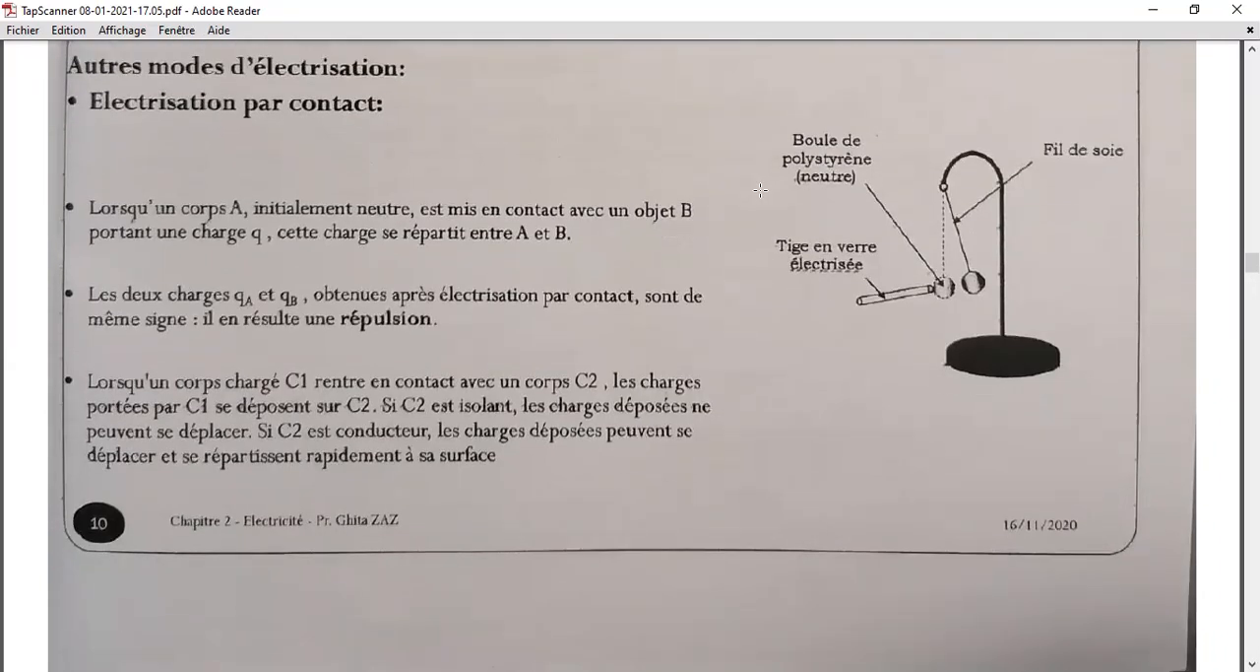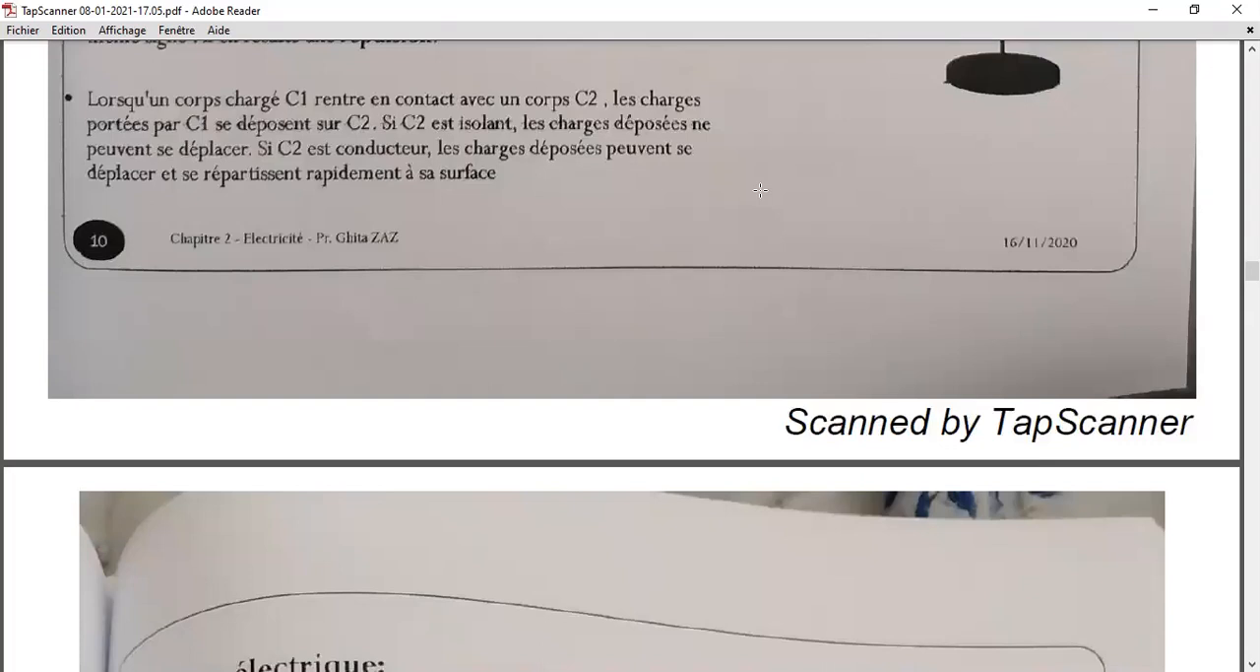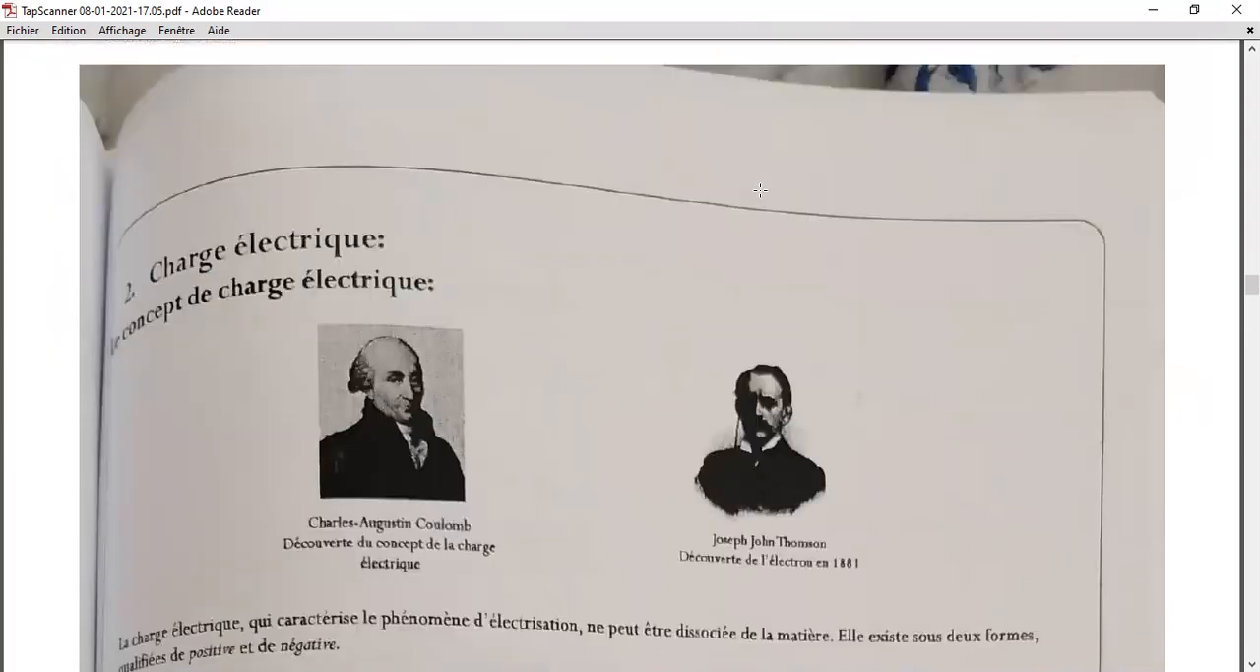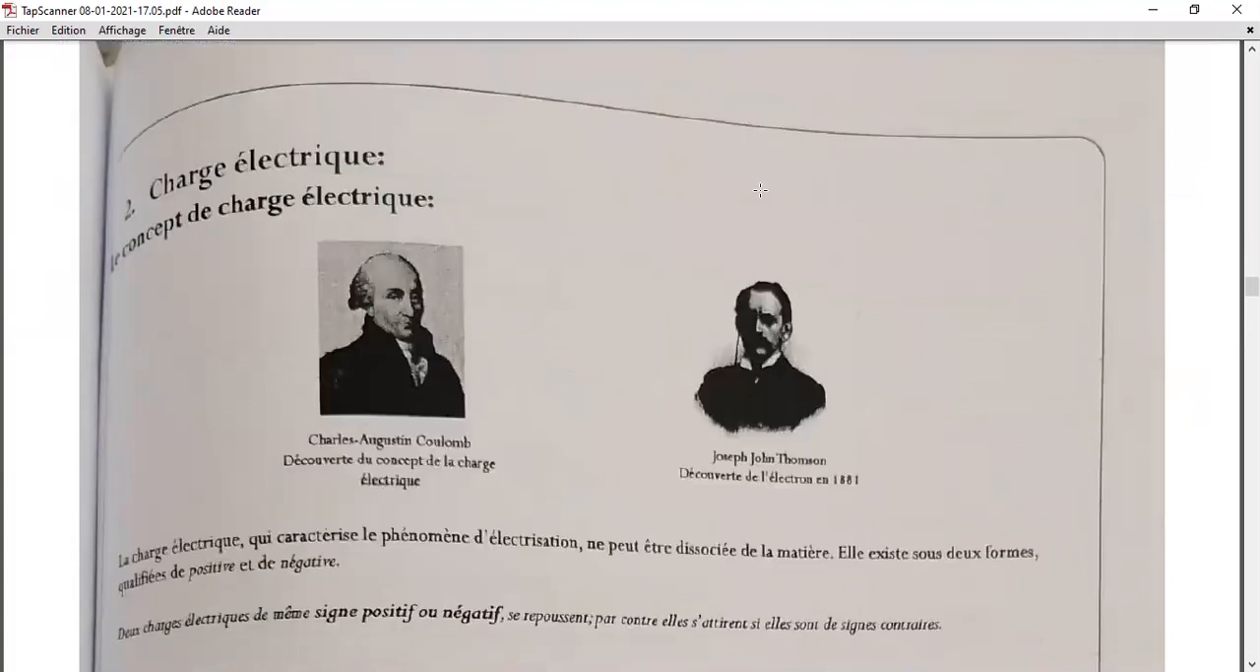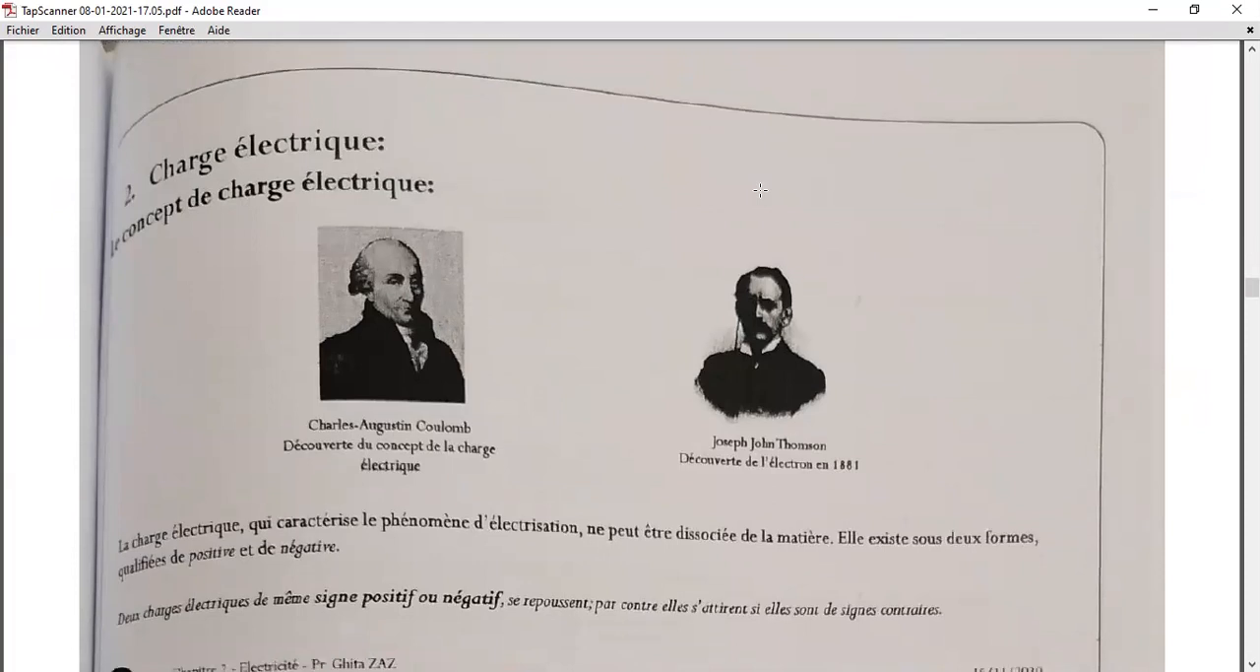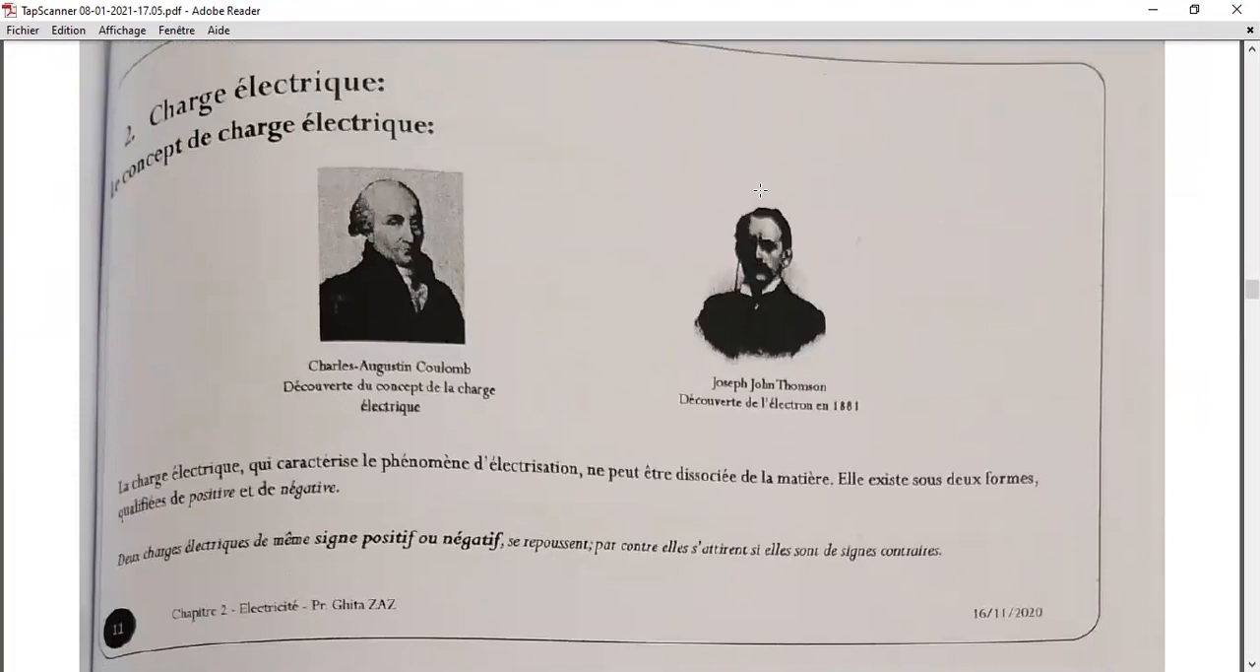So it's the same thing, but here there's a contact which is done. Here we're going to go on to the electric charge. Since we have already talked about charges, we have discovered that there is a positive and a negative charge. So we're going to begin with the concept of the electric charge. It all began with Charles Augustin Coulomb and Joseph John Thomson.